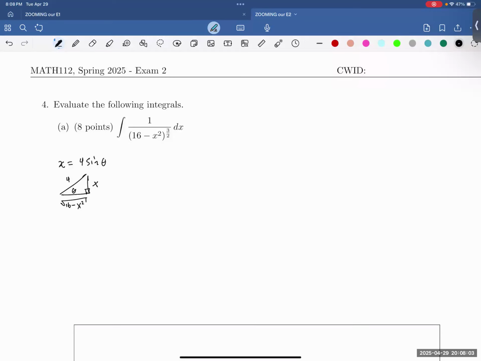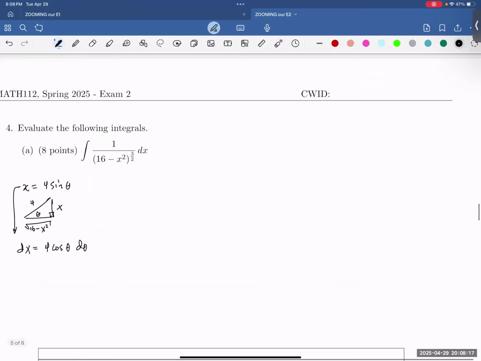The adjacent side is the square root of 16 minus x squared. Then if you take the derivative, dx is going to be 4 cosine theta d theta. So you need to do all that substitution work. Then replace your integral. The dx in the numerator is 4 cosine theta d theta. The denominator is 16 minus x squared, where x squared would be 16 sine squared theta, and all of that to the 3 halves.